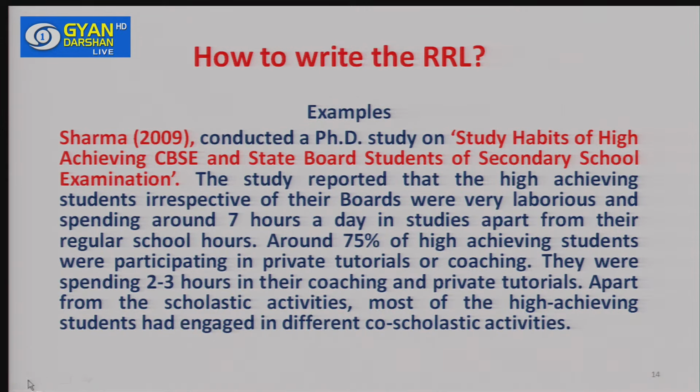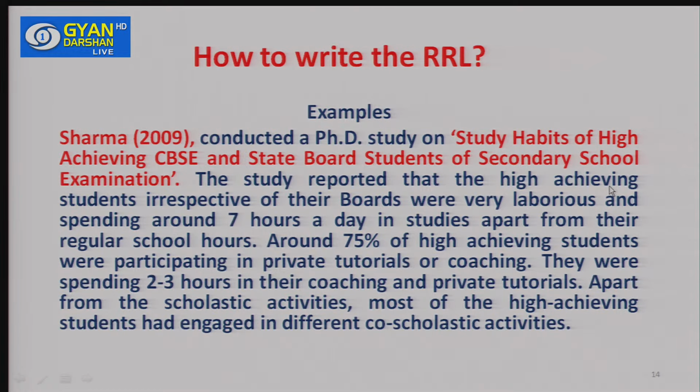The author's surname is Sharma, as an example. The year of study is 2009. It is a PhD study, so the level of the study is PhD. And the title of the work is Study Habits of High Achieving CBSE and State Board Students of Secondary School Examination. This is the title of the study, and here is the review.